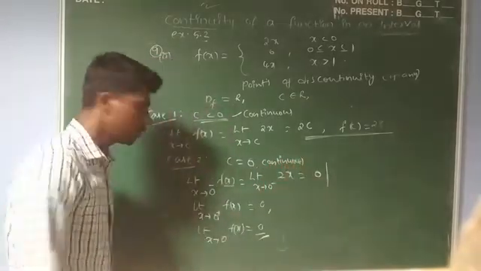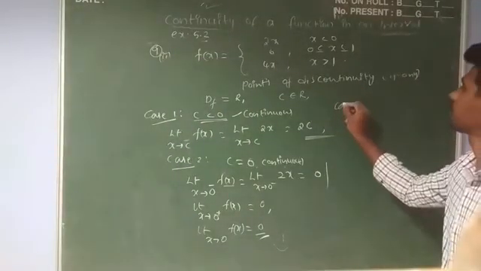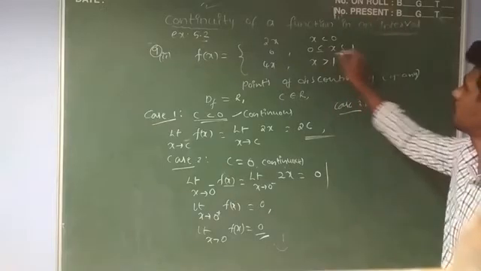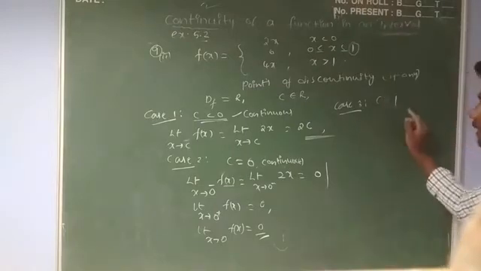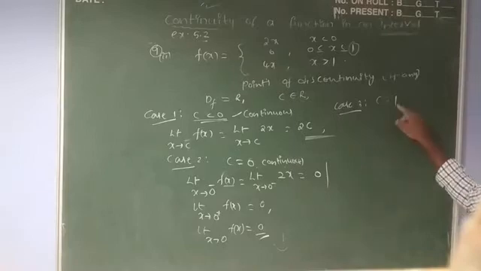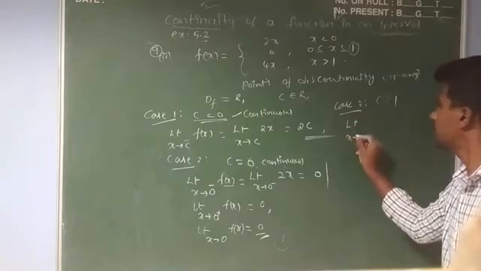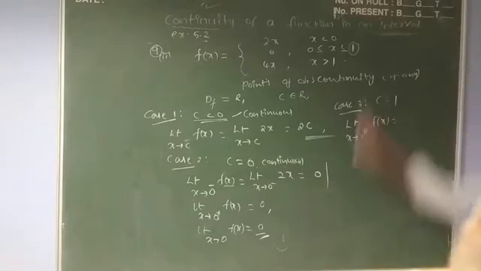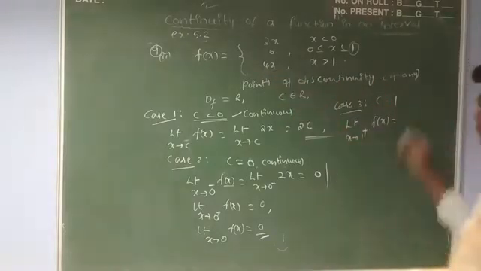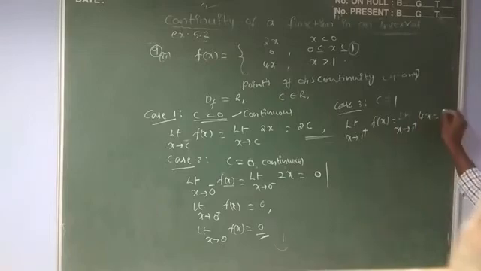Now what we have to do? We have to check for case 3. So case 3, what is case 3? The next point, what is the next point? 1. So for c equal to 1. If I take c equal to 1, again we get 3 cases: 1 plus, 1 minus, and exactly equal to 1. So limit as x tends to 1 plus of f(x), for 1 plus, which is 4x. So limit as x tends to 1 plus, which is 4x, 4 into 1, I get 4.